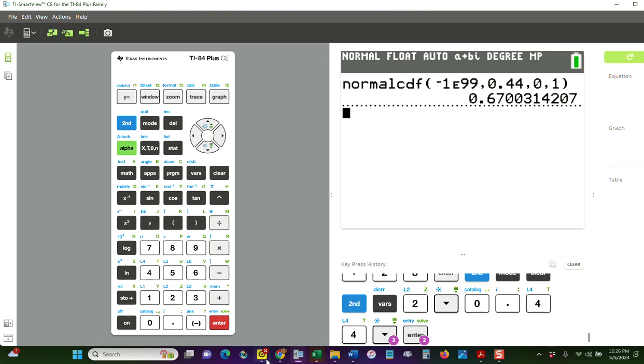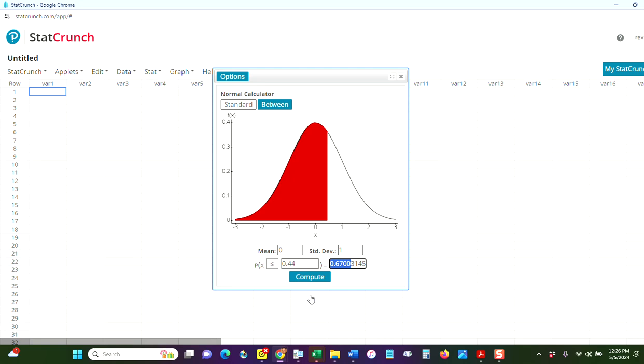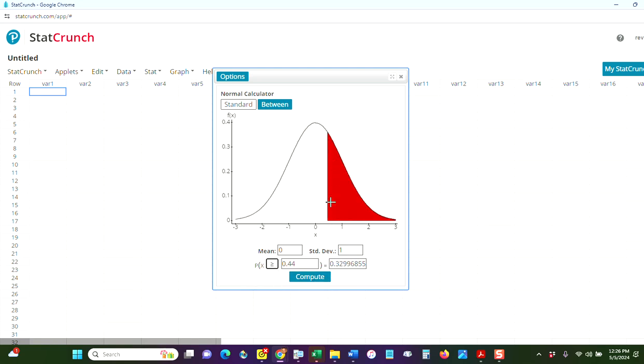So getting back to StatCrunch, if you wanted to do everything to the right of that boundary, you just click in this box and change it so that the probability of x is not less than or equal to 0.44, but greater than or equal to 0.44. You'll notice it shades the other area on the other side of the boundary up to positive infinity, and to the closest 10,000th, because of the 6 that comes after the 9, that would round to 0.3300, which is the complementary percent that we just computed for the area under the curve to the left of the boundary when it was less than or equal to 0.44.